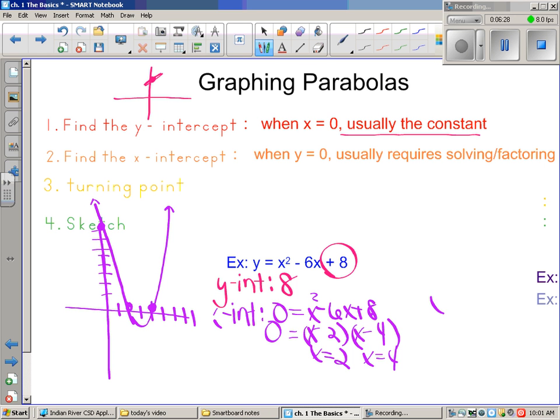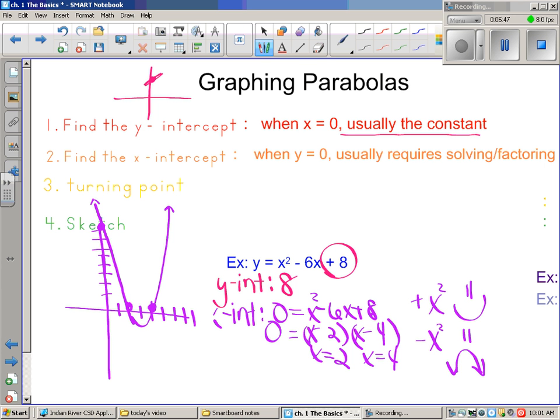Exactly. The x squared term. If the x squared is positive, then it is smiling. It's opening upward. If it's negative x squared, then it opens downward. It's sad. It's negative. Negative people are sad. Okay. That gives me my y-intercept. That gives me my x-intercept.